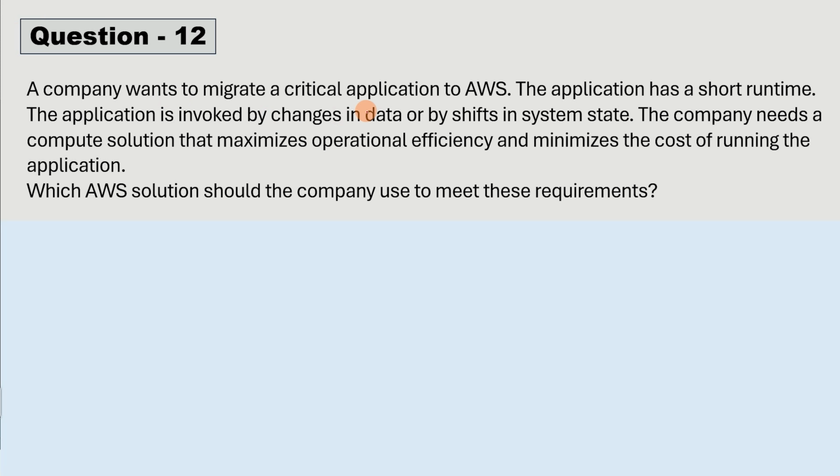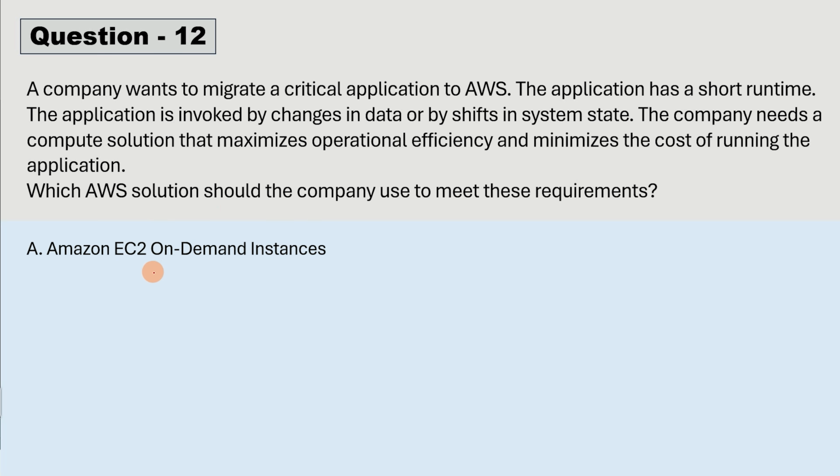Now question number 12. A company wants to migrate a critical application to AWS. The application has a short runtime. The application is invoked by changes in data or by shifts in the system state. The company needs a compute solution that maximizes operational efficiency and minimizes the cost of running the application. Which AWS solution should the company use to meet these requirements?